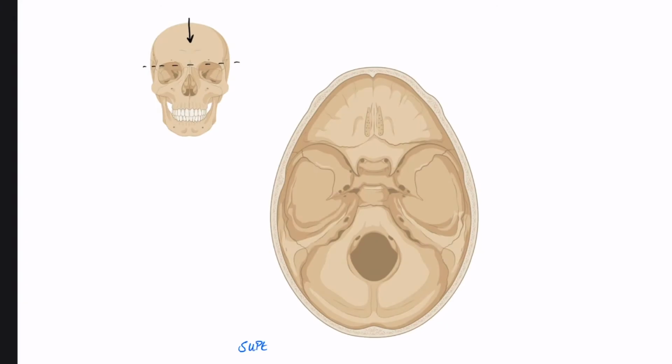So first, let's imagine we've removed the calvaria, the roof of the skull, and we're looking downwards at a superior view of the cranial floor. Basically, this is where the brain would sit. And of course, to orient ourselves, we have anterior, or the front, towards the top of the screen there.